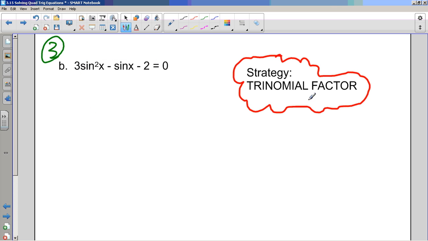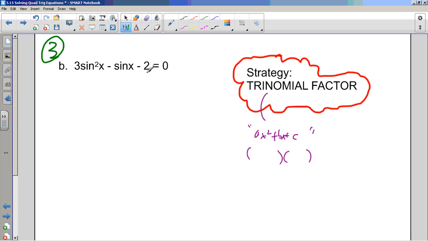Okay, anyway, what is the strategy? Trinomial factor. What the heck's that? Well, remember, a trinomial is, back in grade 10, this thing, right? ax squared plus bx plus c. That's what a trinomial is. This factors into two factors like that, right?